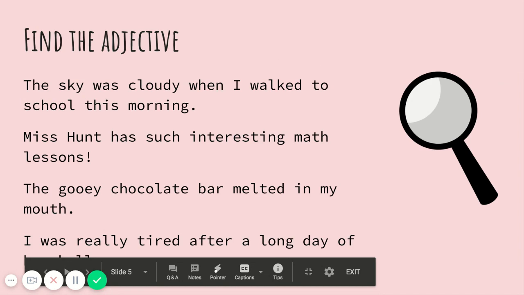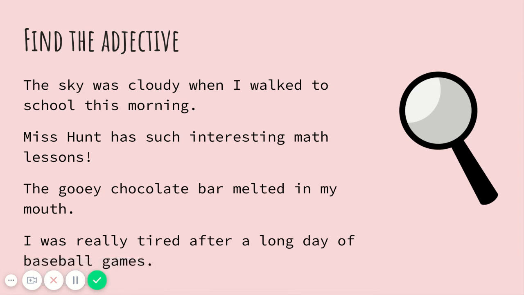Let's look at the examples on the screen for a second, and we are going to do the first one together. So the first one says, the sky was cloudy when I walked to school this morning. Now this one's a little bit tricky because in this case, it's not an adjective that comes before the noun, it's an adjective that comes after. So I'm going to think to myself, what's being described here? In this case, the sky is being described, so that would be our noun. And the sky was, here's our verb to be, cloudy. Cloudy is our adjective. Remember, that's what we're learning about today. The adjective that describes the sky.